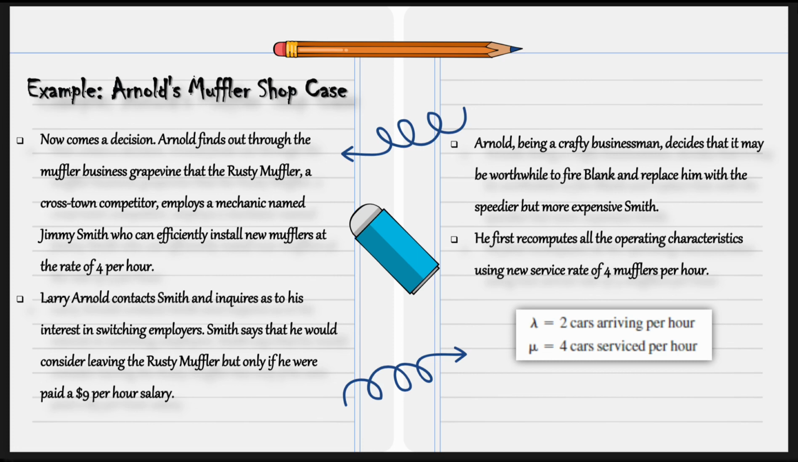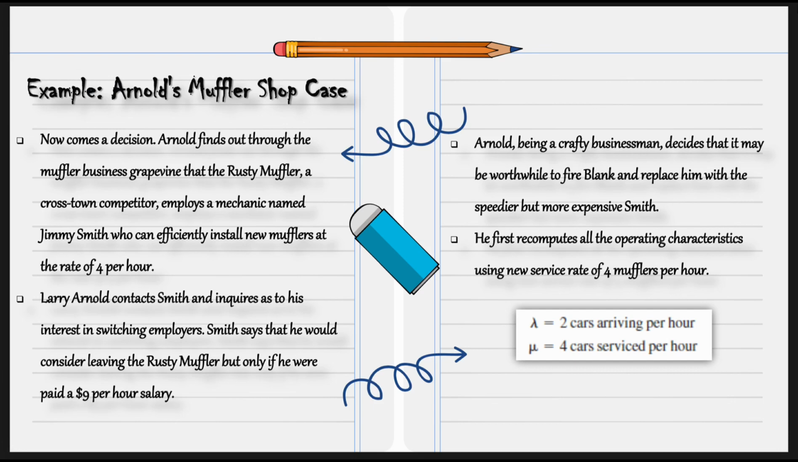So, another example would be Arnold's muffler shop case. Now comes a decision. Arnold finds out through the muffler business grapevine that the Rusty Muffler, a cross-town competitor, employs a mechanic named Smith who can efficiently install new mufflers at the rate of 4 per hour. Larry Arnold contacts Smith and inquires as to his interest in switching employers. Smith says that he would consider leaving the Rusty Muffler, but only if he were paid a $9 per hour salary. Arnold, being a crafty businessman, decides that it may be worthwhile to fire Blank and replace him with the speedier but more expensive Smith.